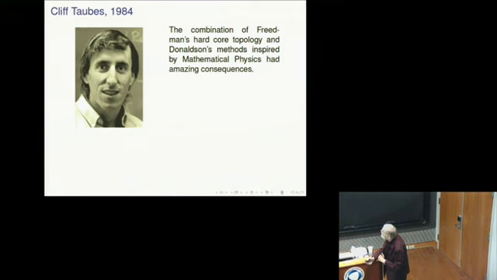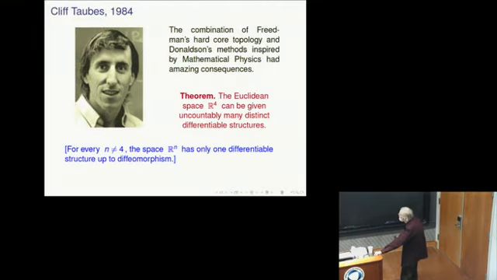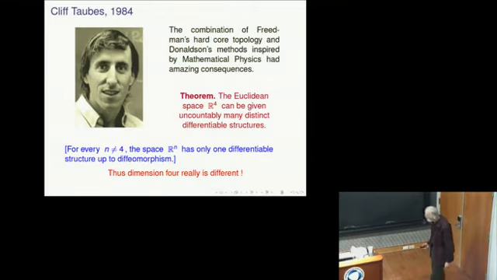Okay, I'm running out of time, but just this combination of two different methods, methods from mathematical physics and methods from hardcore topology, seem to be totally incompatible, and they led to amazing consequences. For example, Cliff Taubes proved that Euclidean space can be given uncountably many distinct differentiable structures. And this is sort of amazing because in every other dimension, it's known that Euclidean space has only one structure up to diffeomorphism. So 4-dimensional topology is really different.